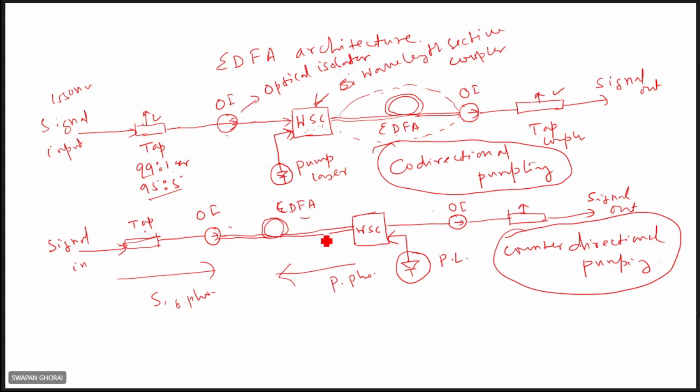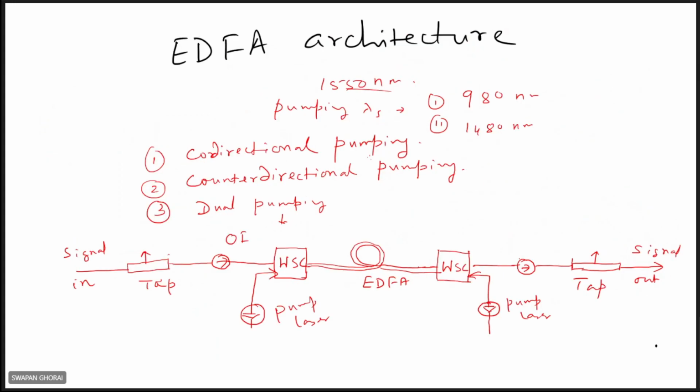So then, what are the characteristics of this co-directional pumping? It is very much useful towards noise suppression. So for noise performance, if you want noise suppression, then co-directional pumping is very useful. But whenever high gain is required, at that time counter-directional pumping is used. Of course, there is another architecture here, that is dual pumping. This one is a dual pumping.